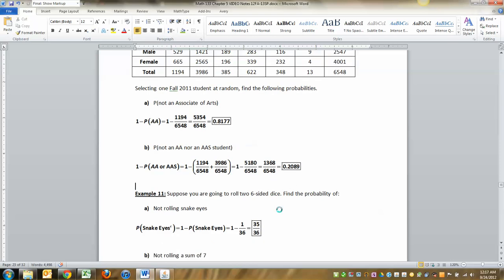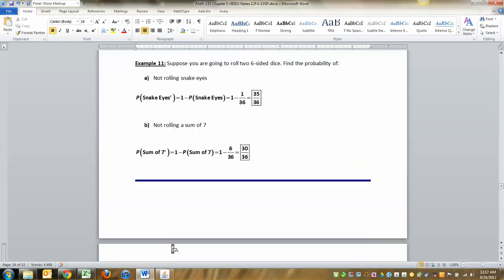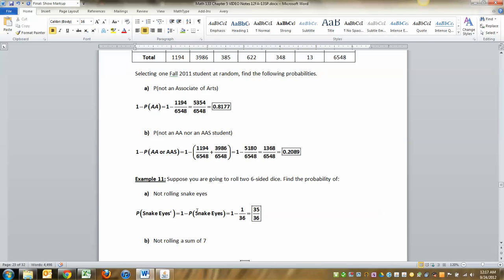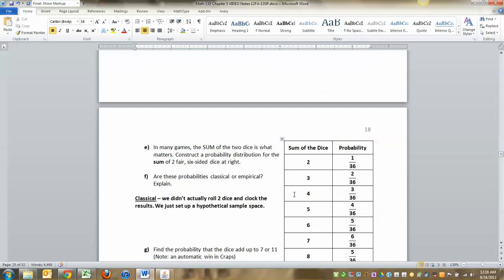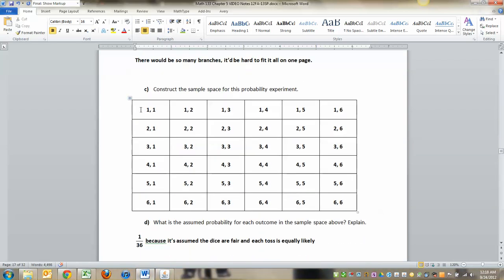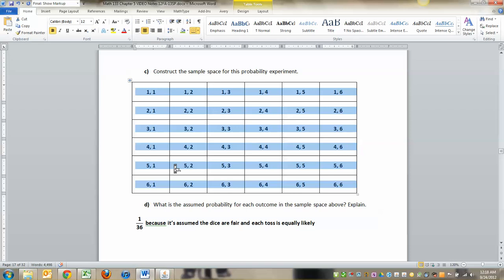All right, now it's the last one. What about the 6-sided dice? So what's the probability of not rolling snake eyes? Well, remember, that's 1 minus the probability of snake eyes. And snake eyes, we said, was 1 out of 36. So that's 35 out of 36 total. So if you look back all the way right here, snake eyes is right here. So everything else in the entire table, except for that cell right there, is not snake eyes. That's 35 cells out of 36 total.